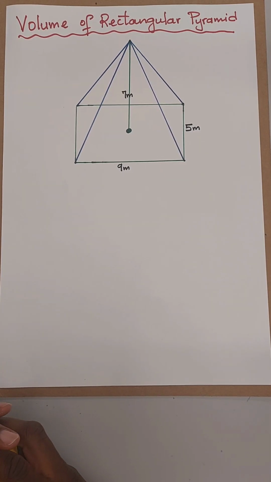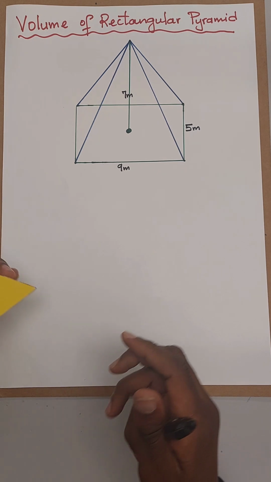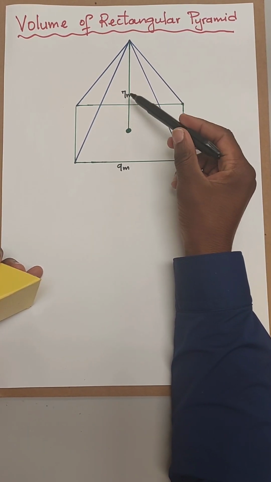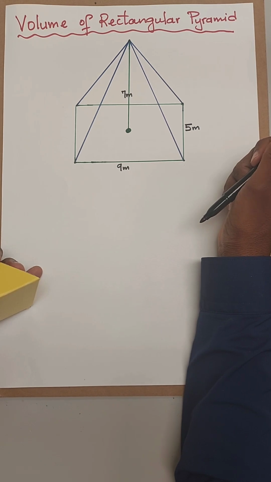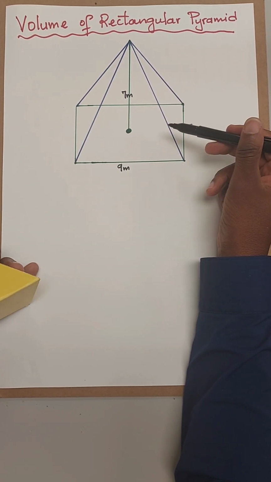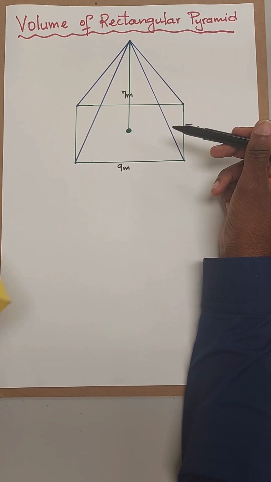Rectangular pyramids are mostly used with roofing, where in roofing this central height here represents the king pole. However, our goal in this video is to calculate the volume, how much space is in the roof, how much space is inside the rectangular pyramid.